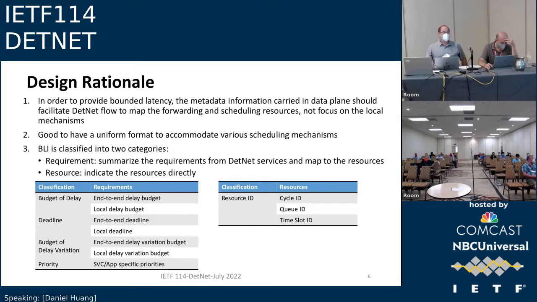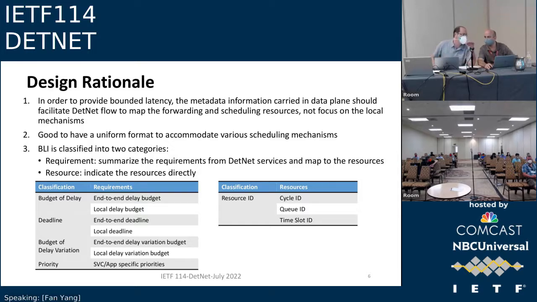What is the benefit of carrying the end-to-end delay budget in the data plane, when actually the transit node makes the forwarding and routing decision based on a specific resource type or specific mechanisms such as the queuing types? What is the benefit of carrying this kind of end-to-end requirement, the bounded latency?